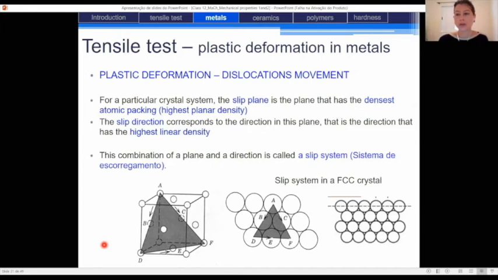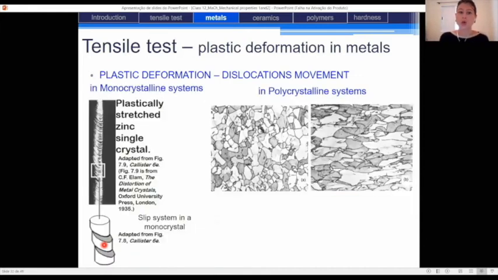And so we define that considering both the slip plane and the slip direction, we have a slip system. And so this dislocation will occur in this slip system. In metals, we have quite a lot of these slip systems, and this depends on the crystal system of the metal. But we will have this movement of the dislocation that will occur in the plastic regime.